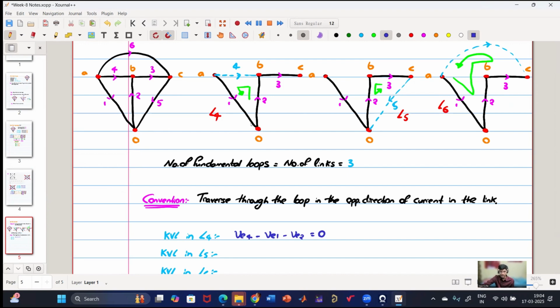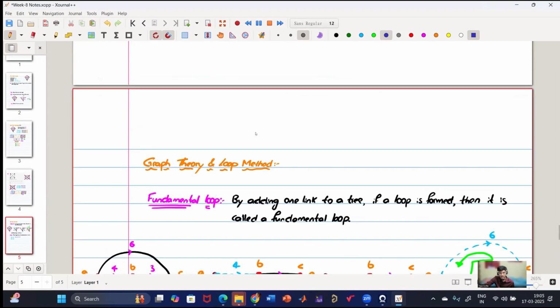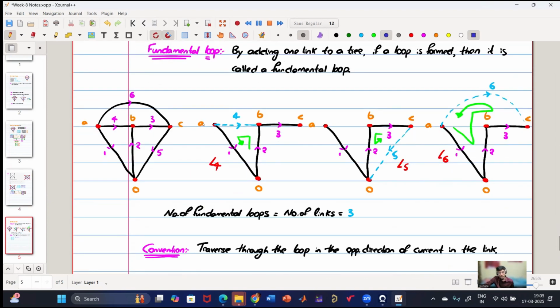Okay, sir. Suppose we are taking the loop direction for link one, the loop direction as well as the link direction are both the same. But suppose the polarity is such that O is negative and A is positive, whether we have to consider the polarity or the current direction. Which one, sir? Both are relative, right? If current is going from A to O, A is at a positive terminal, right?